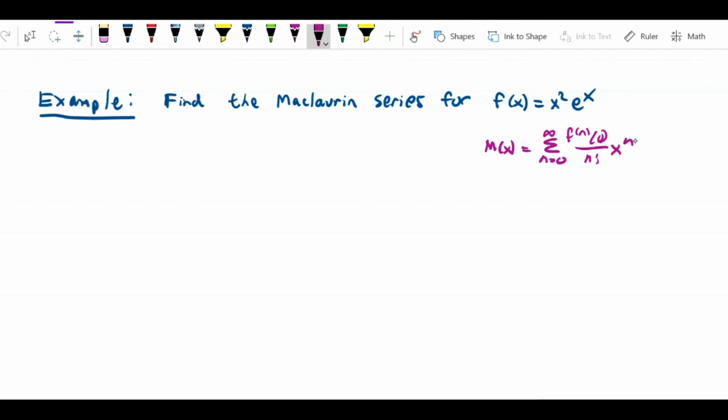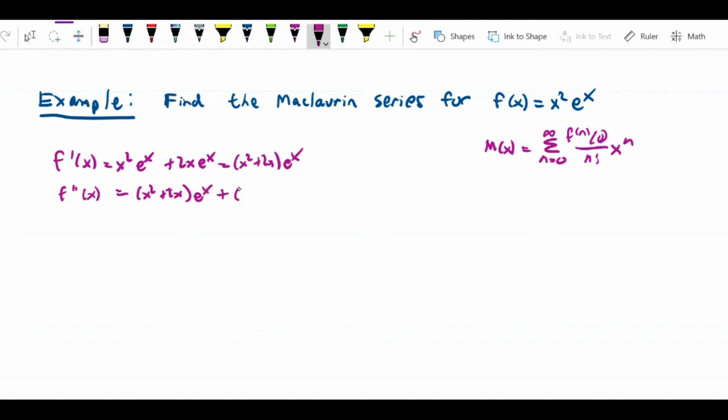And you might be tempted to use that, but the fact is that if you try to find this derivative through multiple applications of the product rule, it's going to be really, really messy. Because if you think about it, you're going to have to start with f prime of x equals x squared e to the x plus 2x e to the x, which is x squared plus 2x times e to the x. Then you're going to have to do f double prime of x equals x squared plus 2x e to the x plus 2x plus 2 e to the x, and you'll have to combine all of those. It's just going to be a real mess.